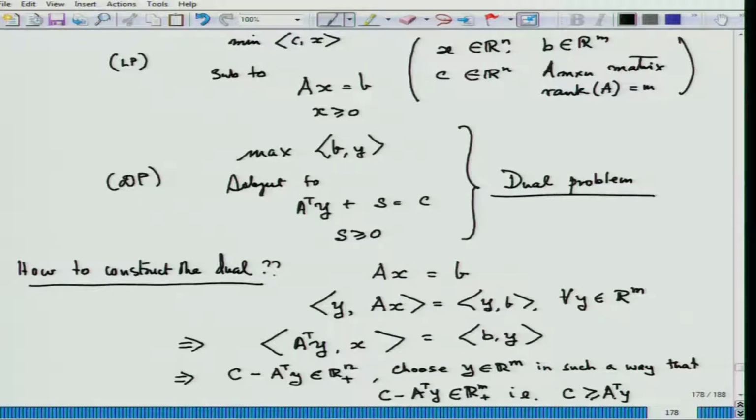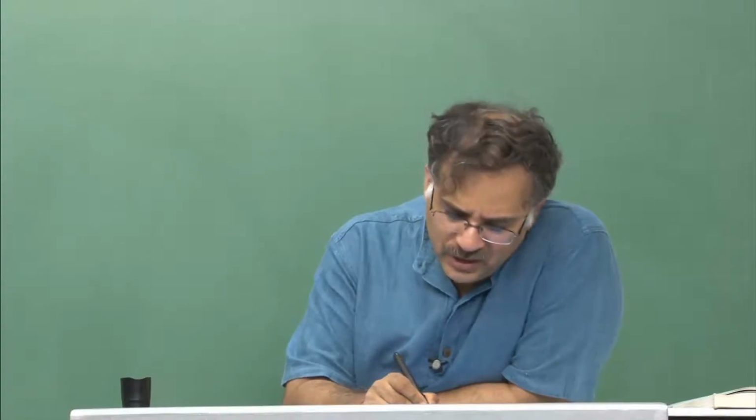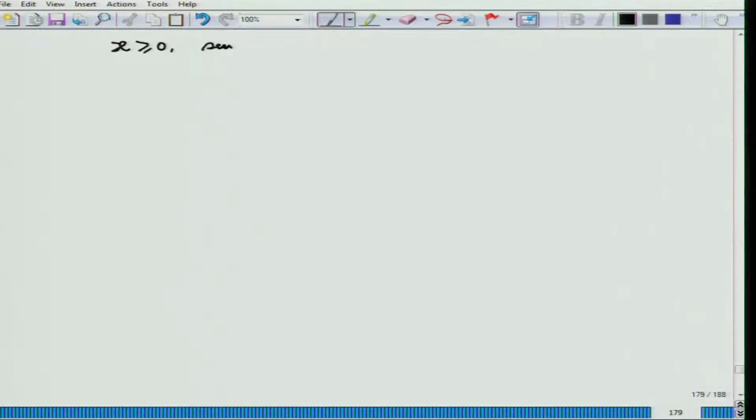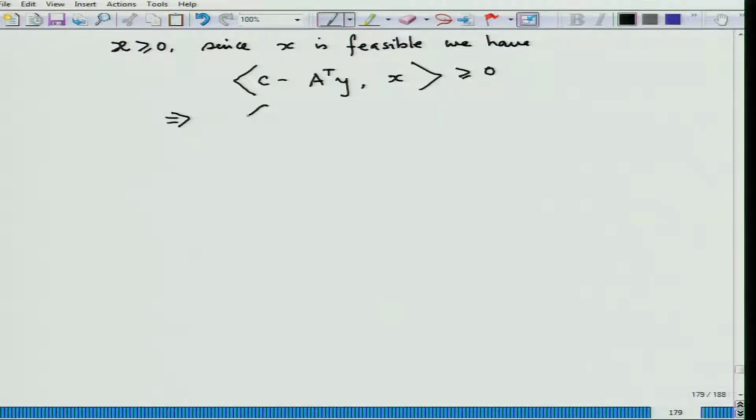Now, if you observe, C minus A transpose y is in R^m plus, and because x is a feasible point, since x is greater than or equal to 0, we have C minus A transpose y, because all the components are non-negative, inner product with another vector whose components are non-negative will give me greater than or equal to 0. And this would immediately show me that C transpose x is bigger than or equal to A transpose y times x, which is bigger than or equal to b transpose y.